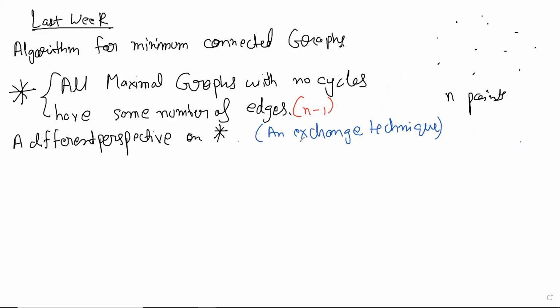Why? What exchange? Exchange between what? So again, when I said all maximal graphs with no cycles have the same number of edges, what we will say is we will take two maximal graphs with no cycles and compare them. We will exchange some things between them and show that they have the same number of edges.